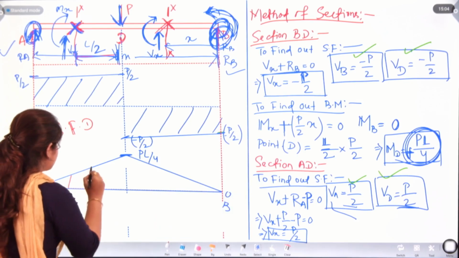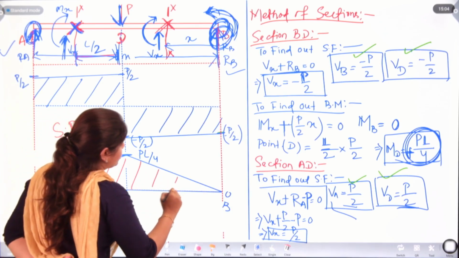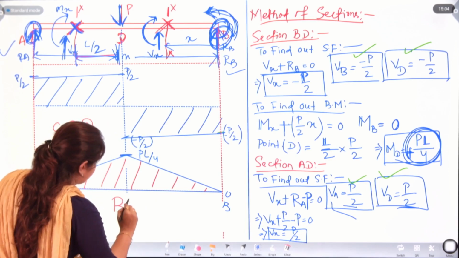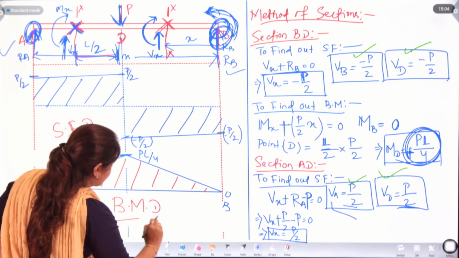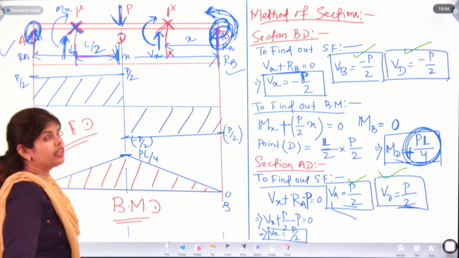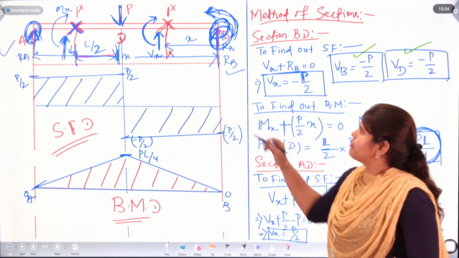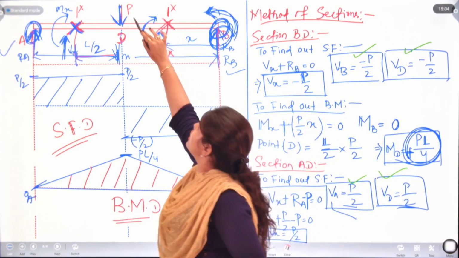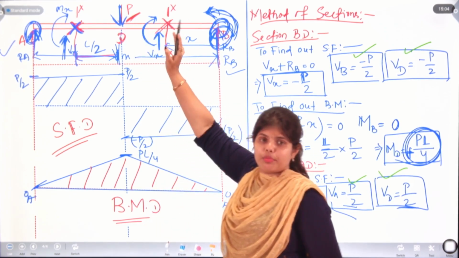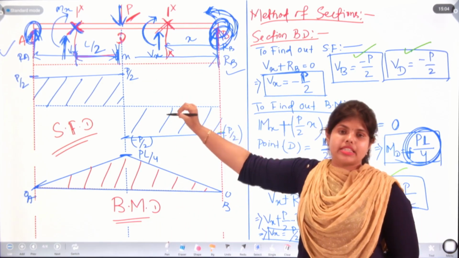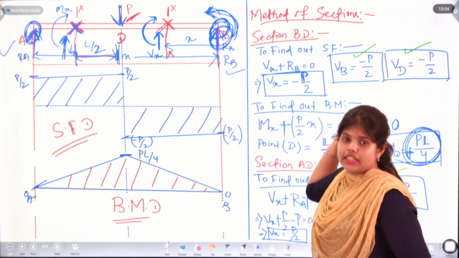Here, this part is your bending moment diagram, and name it as BMD, and here we are having SFD. So, in this way, for any value we are having for P, we can find out the SFD and BMD.